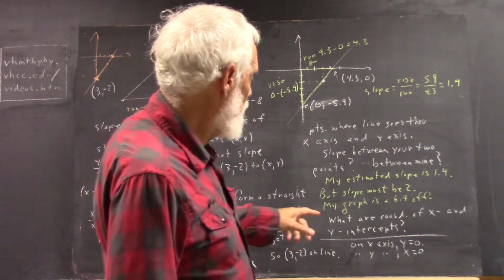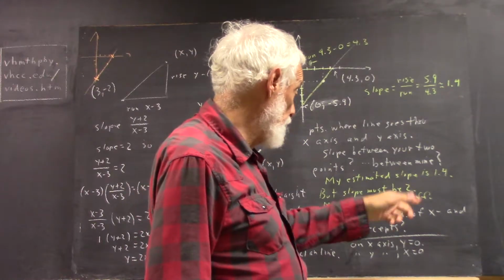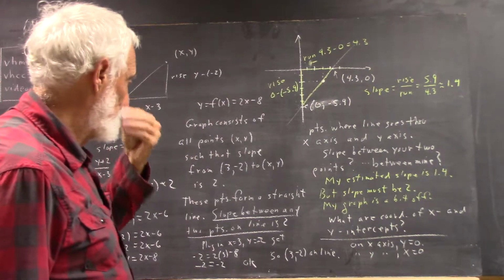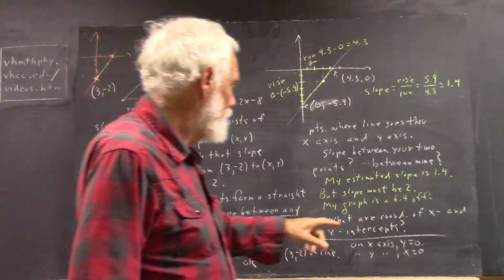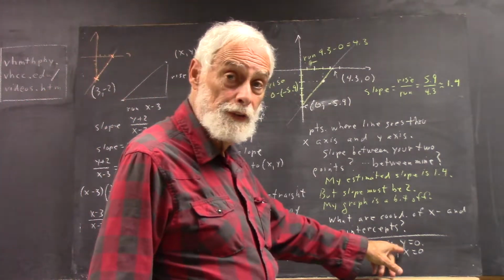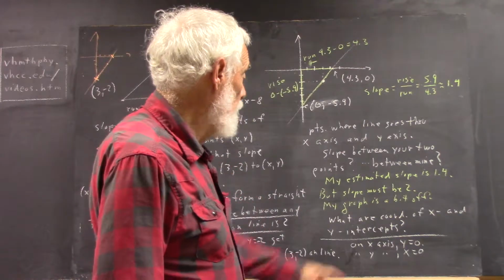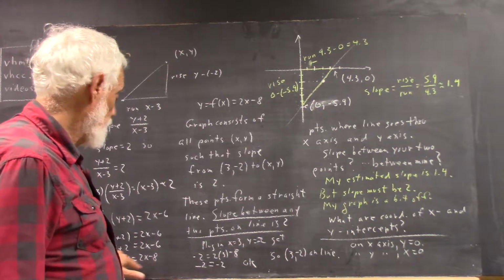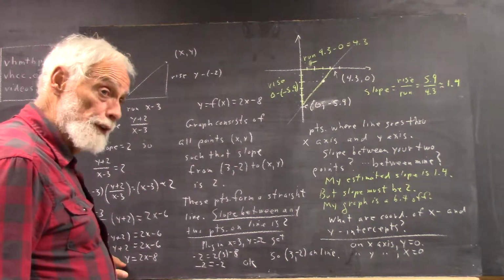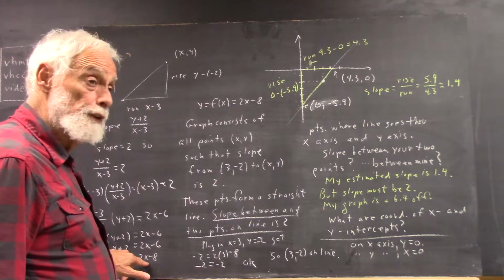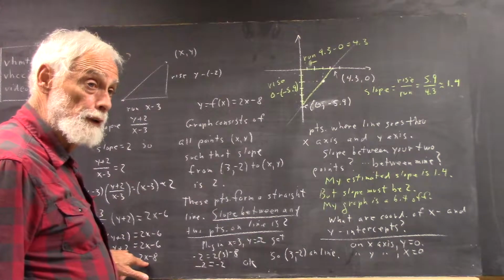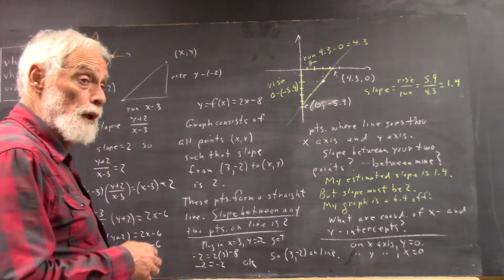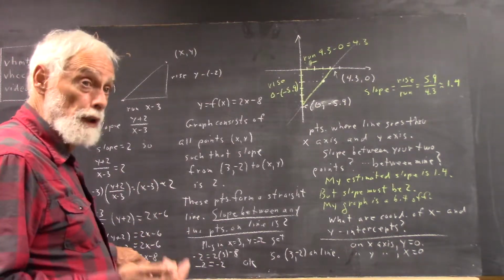Okay, now we ask, what are the coordinates of the x and y intercepts of this function? Okay, well, any point on the x-axis, y is 0. So if you take this equation and let y equal 0, you're going to have an equation that you can solve for the corresponding x-coordinate. And that point will be then on the x-axis, the point with y-coordinate 0 and x-coordinate whatever you get.